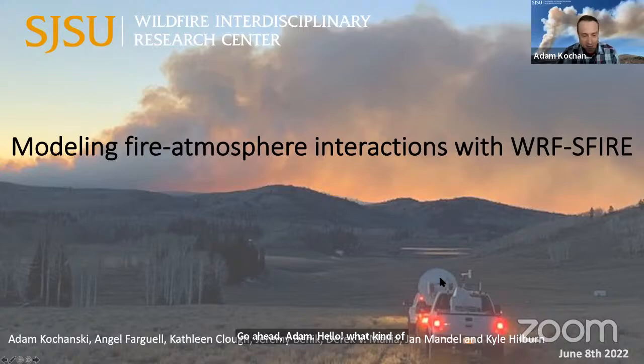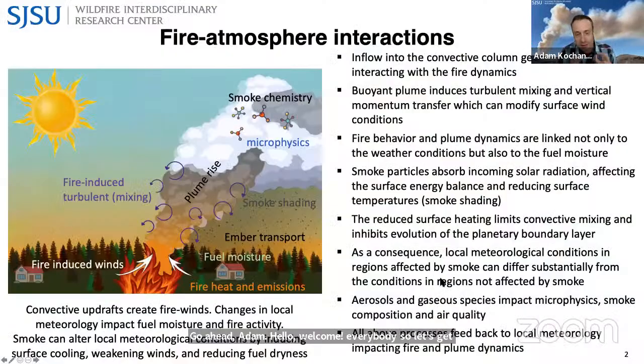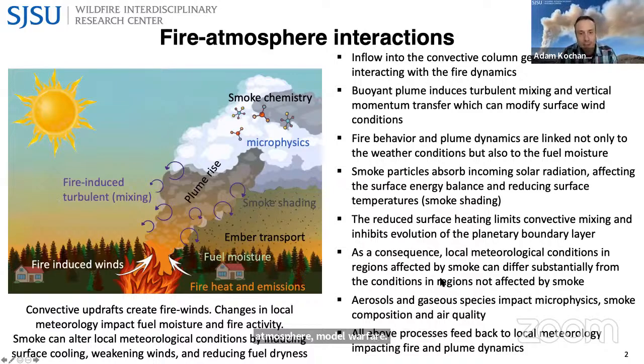So let's get started. Today I will be talking about different types of fire-atmosphere interactions that we can simulate using a coupled fire-atmosphere model, WRF S-fire. If you think about what is happening in the atmosphere once we introduce fire, there are a lot of processes going on at the same time. You have a really intense heat source at the ground because of the burning fire. It induces a convective updraft and a plume. As a consequence, you have some inflow into this convective column, which results in so-called fire-induced winds near the surface.